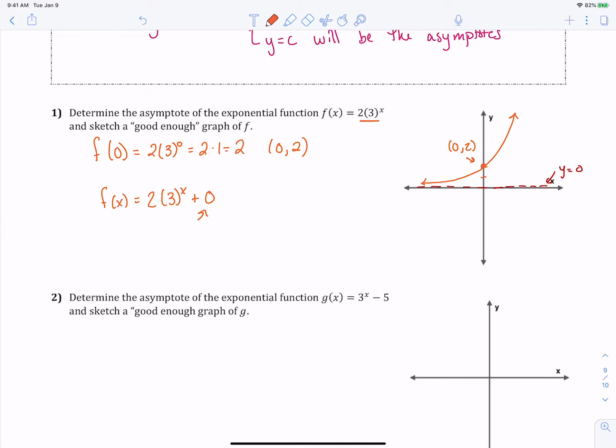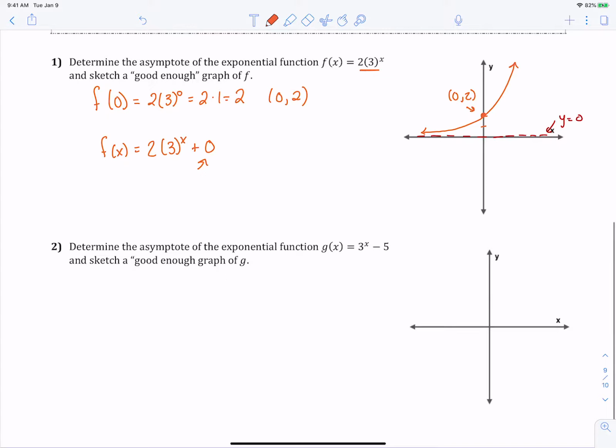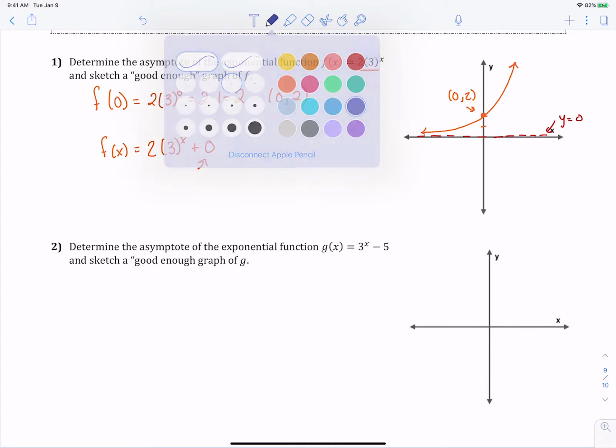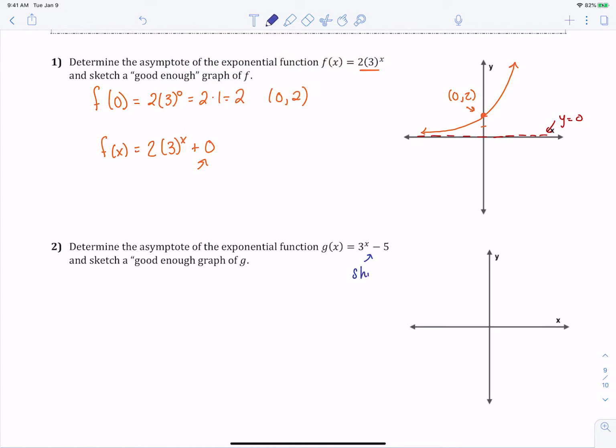So when we have things like we were more used to seeing in about week 3, 3 to the x minus 5, when we're finding the asymptote of that, that one is shifted down 5 units, and our asymptote is going to be at y equals -5. Let's get our negative in there.